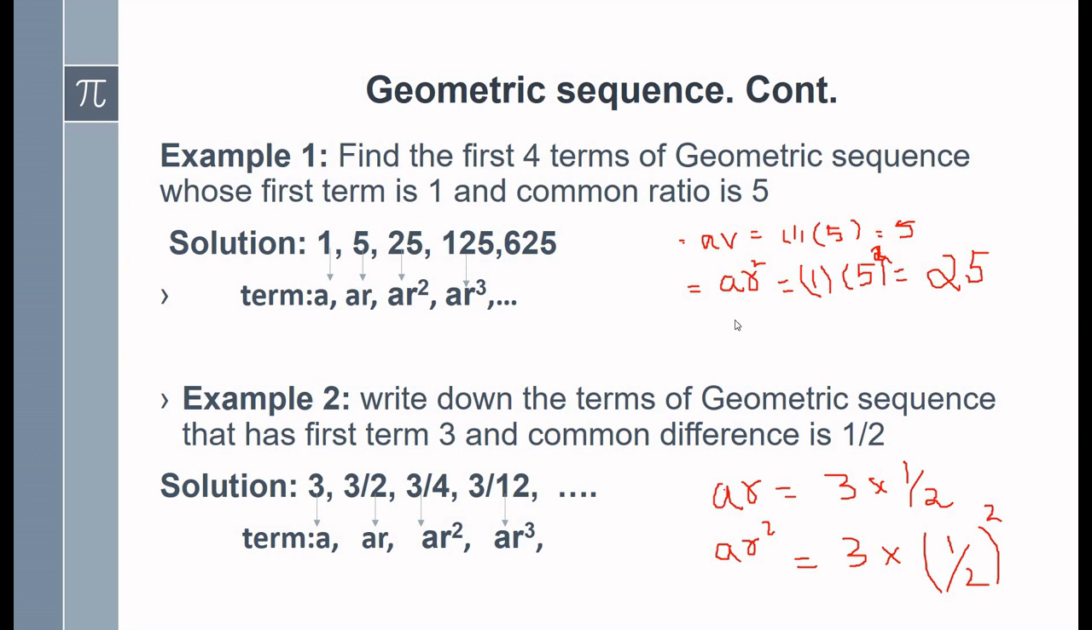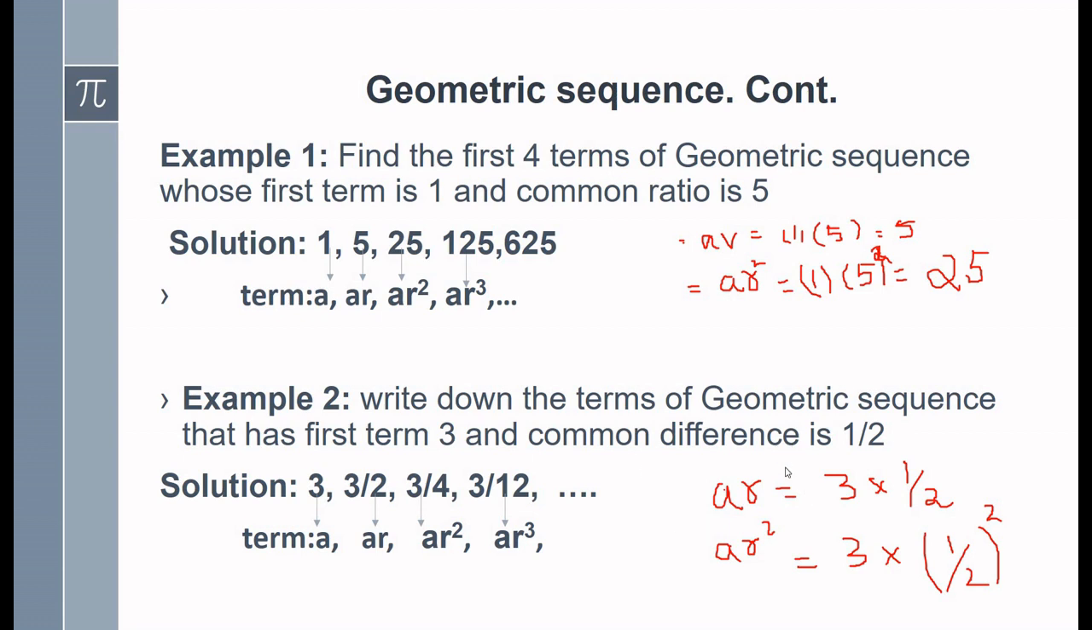To find the third term in the sequence, we will use ar square. We'll put the value of a, which is 1, and the common ratio, which is 5, take the square and multiply it by 1, and we got 25, and we will continue this process until we get the fourth term of the geometric sequence.